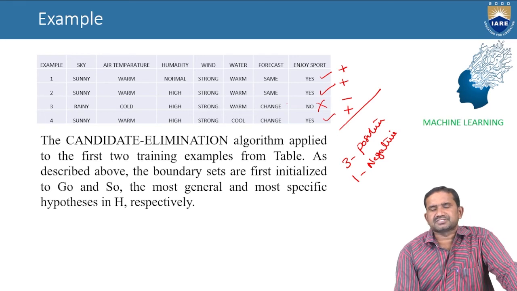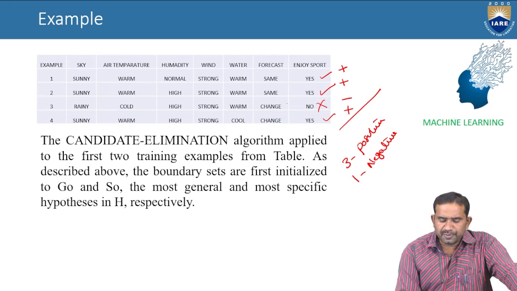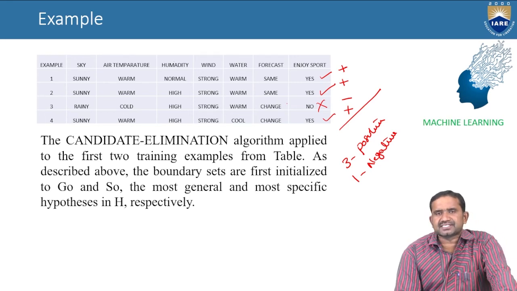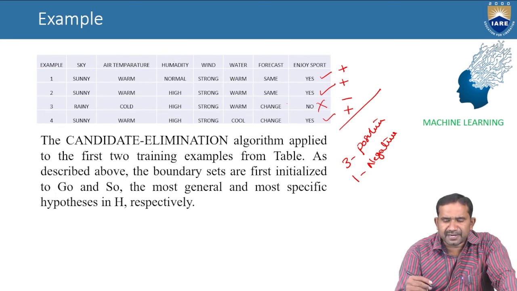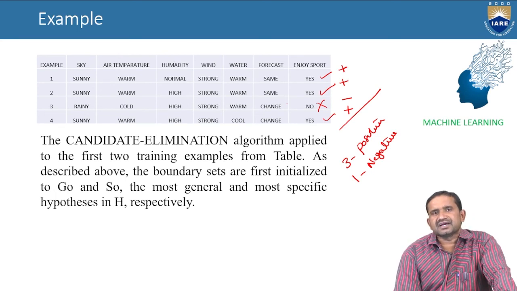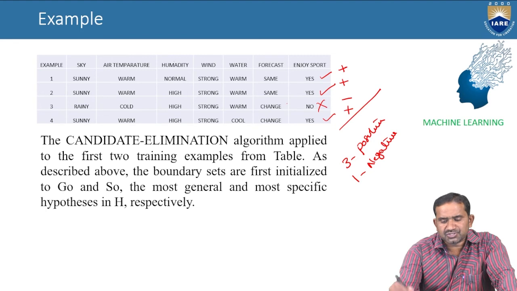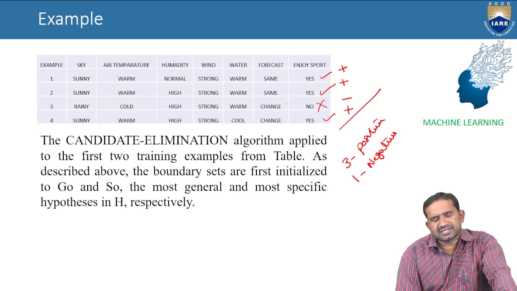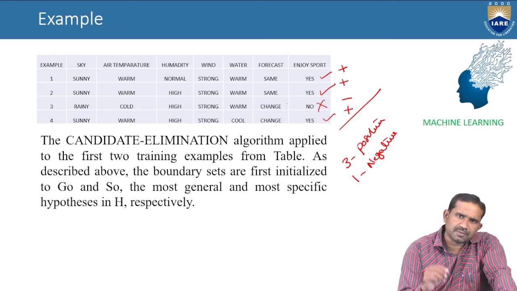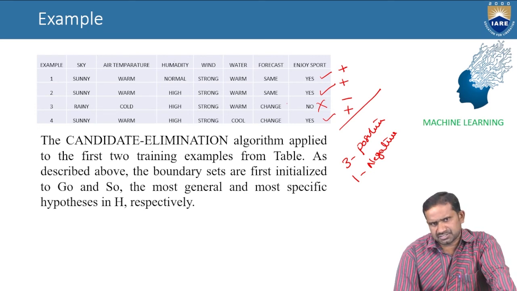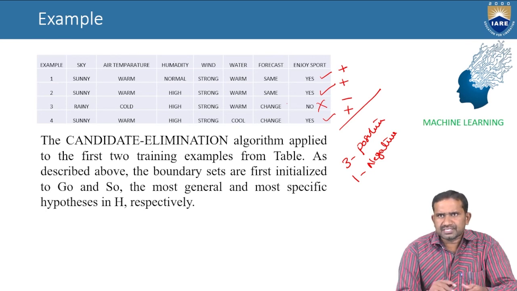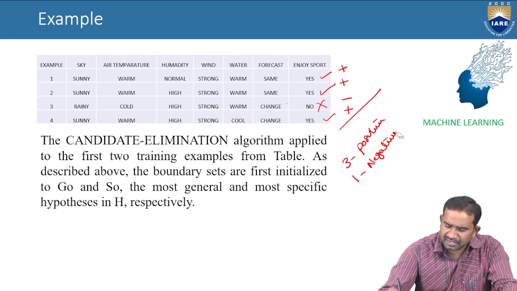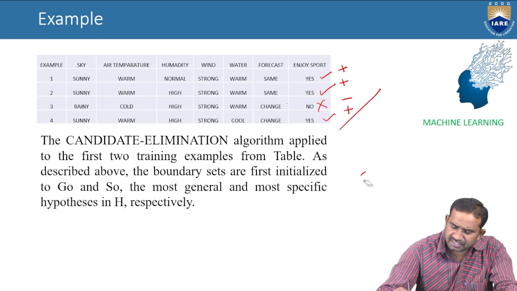So based on this given example, we discuss what is happening in the candidate elimination algorithm with these positive training examples as well as negative examples. Why? Because the candidate elimination algorithm is mainly concentrated on both positive hypothesis as well as negative hypothesis. So we discuss this with the candidate elimination algorithm in the next session.